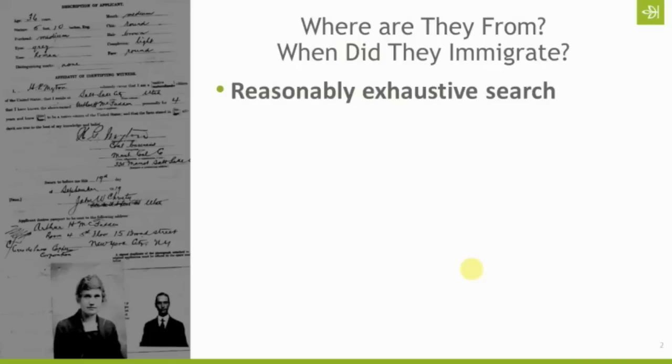And so when you conduct your reasonably exhaustive search into the information, as you're trying to find the information about where they came from, you need to be really careful about making sure that you do conduct a reasonably exhaustive search. Family stories are great. They are a source of information, but they should not be your only source of information. And family stories should not somehow become more prioritized as a source or carry more weight as a source than some of the other things you might be able to look at.